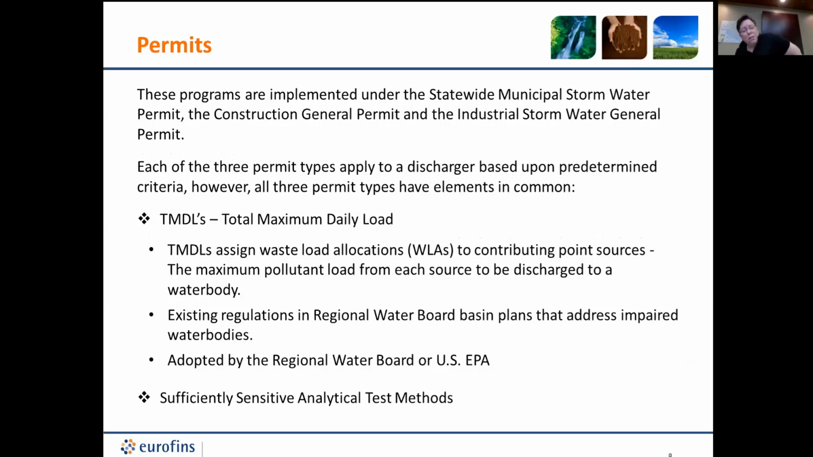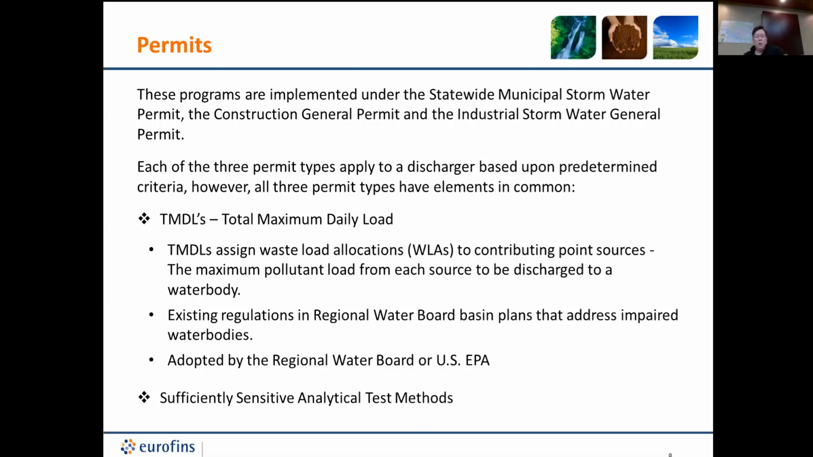The nice thing is all 3 permit types have some elements in common. You'll hear a term called TMDL, or total maximum daily load. And this says how much can be generated from a source that's going into one point source, so we know what's going into a water body. They have existing regulations in the regional water board basin plans, so they can help address impaired water bodies and make sure we're not over inundating them. And they're adopted by regional water boards or the US EPA.